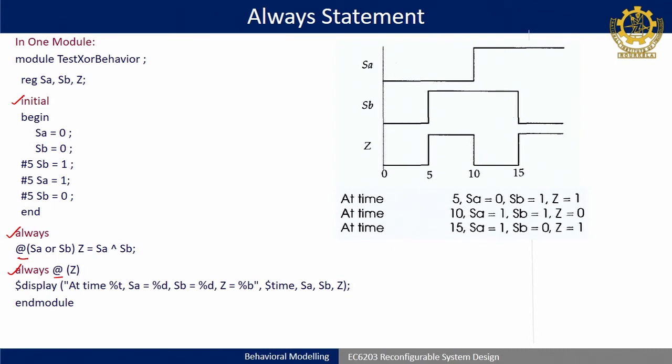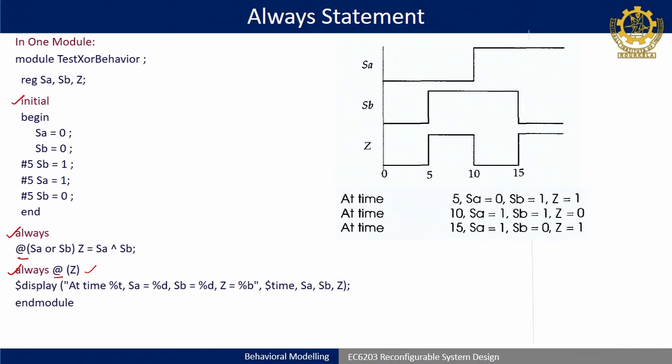Okay. So, that means as I have written @ here, it shows that whenever there is an event at either SA or SB, then only this always block will be executed, but it executes itself repeatedly. Similarly, in this line, whenever there is an event at Z, that means the Z value changes either from 0 to 1 or 1 to 0, then this always block will execute.